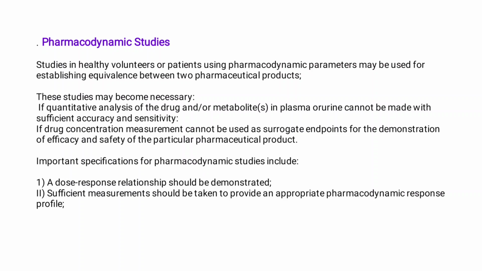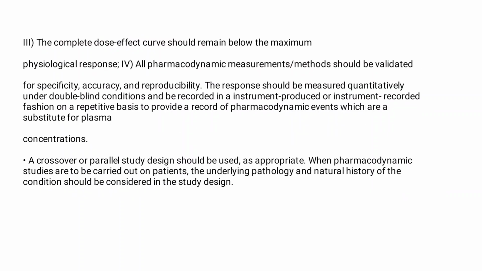Pharmacodynamic studies. Studies in healthy volunteers or patients using pharmacodynamic parameters may be used for establishing the equivalence between two pharmaceutical products. These studies may become necessary if quantitative analysis of the drug or metabolite in plasma or urine cannot be made with sufficient accuracy and sensitivity, or if drug concentration measurement cannot be used as a surrogate endpoint for the demonstration of efficacy and safety of the particular pharmaceutical product.